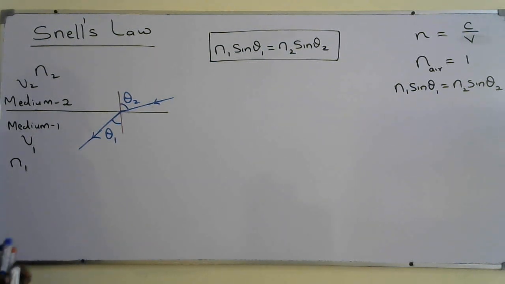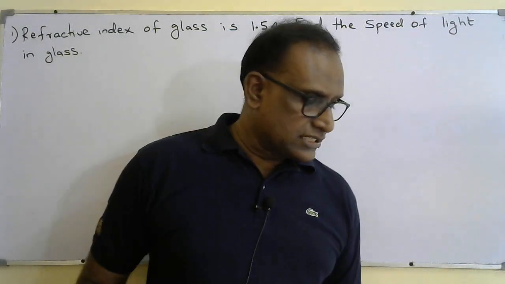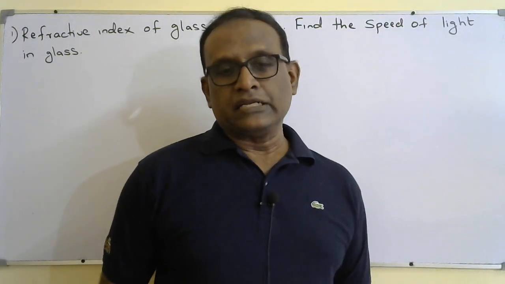Okay, now we'll do a few exam style questions related to what we learned so far. First question, a very simple question. The refractive index of glass is 1.54. Find the speed of light in glass.